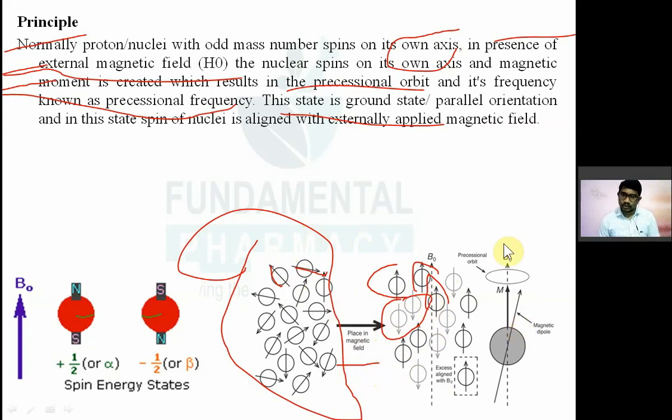So initially a nucleus will be like a spinning ball, okay, it will spin on its own axis. It spins on this axis, but due to the application of this external magnetic field, a precessional orbit will be generated.